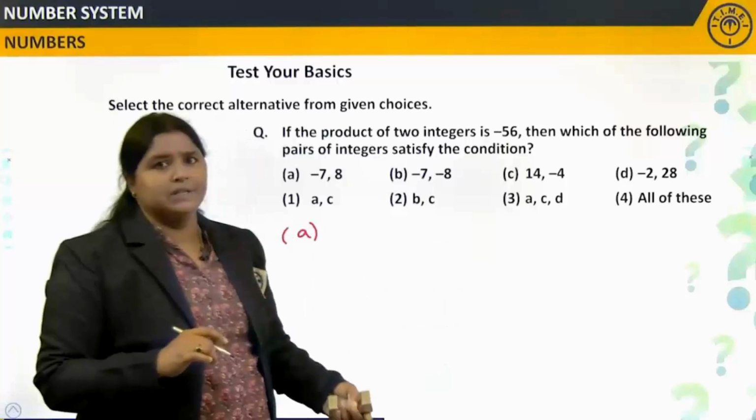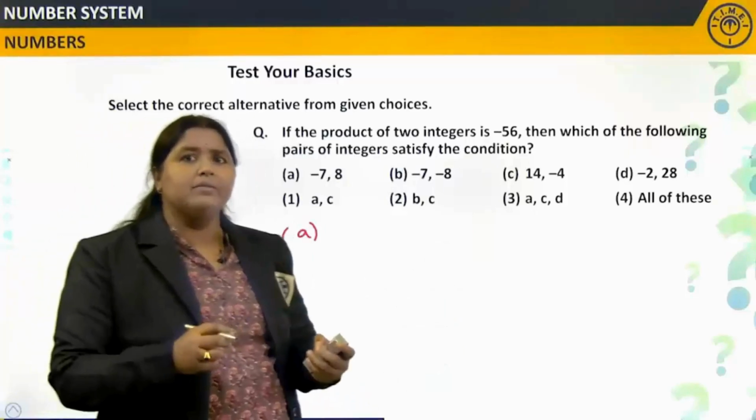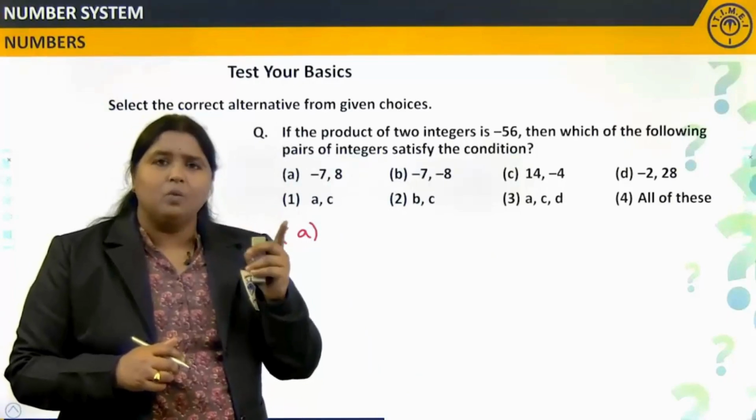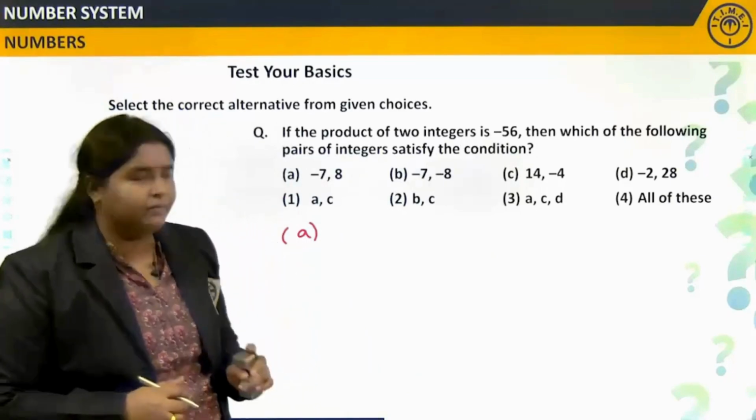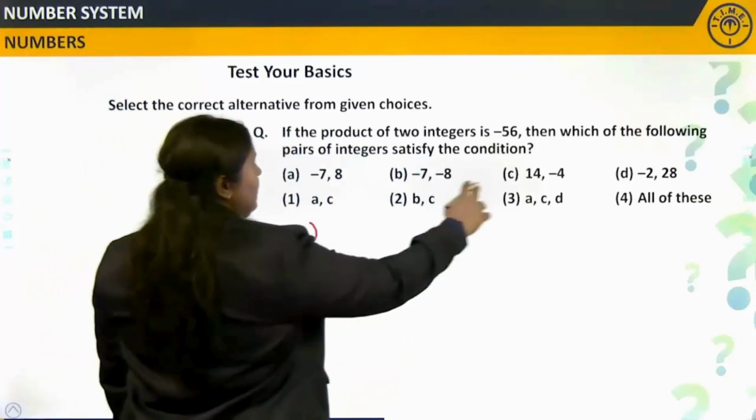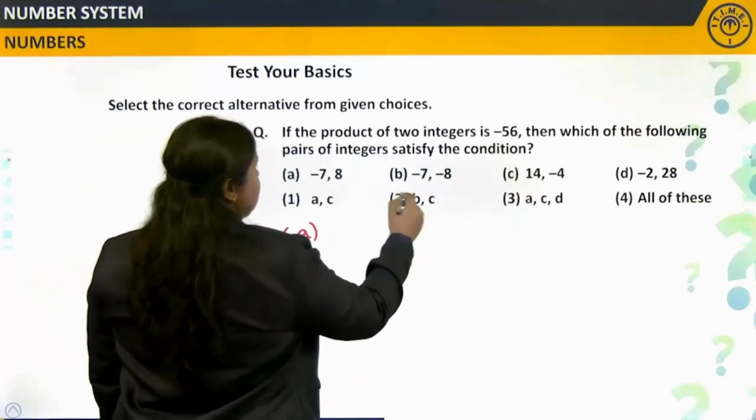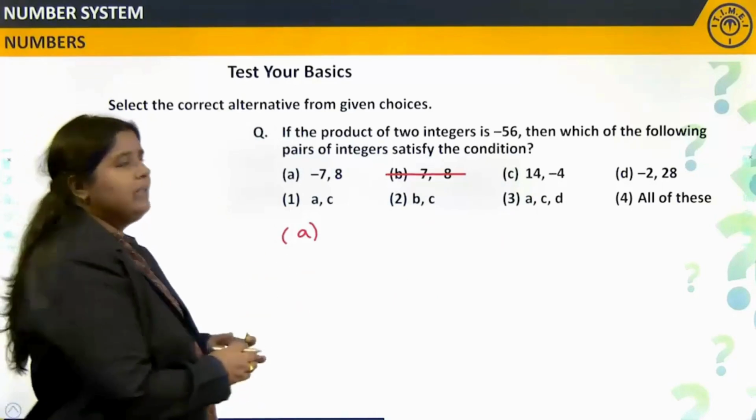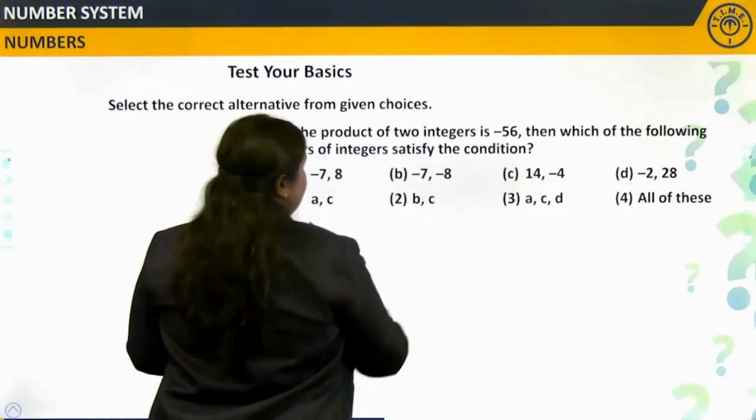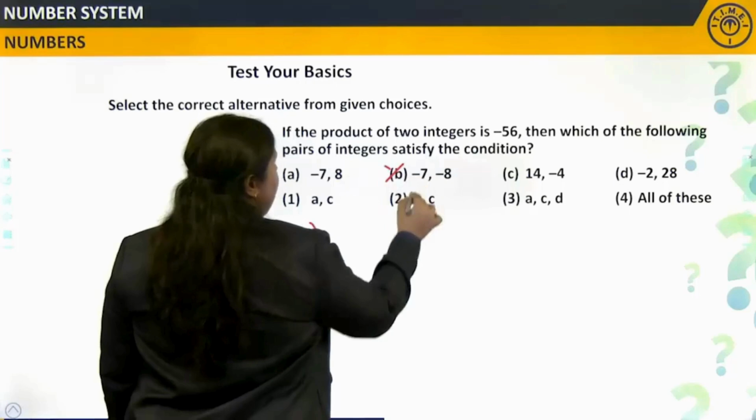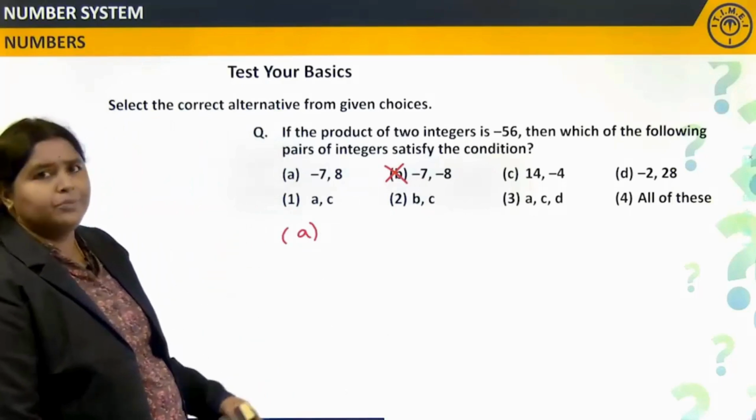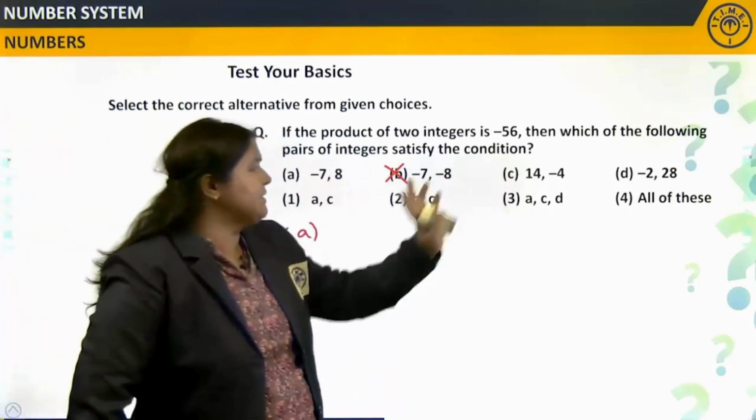Minus 56. In order to get a negative number in a product of two integers, one should be positive, one should be negative. The moment you look at the choices, B is definitely not valid because it has both negative. Take a look, here both are negative. So, definitely B cannot be the correct choice. One should be positive, one should be negative, which is satisfied in A, C, D.